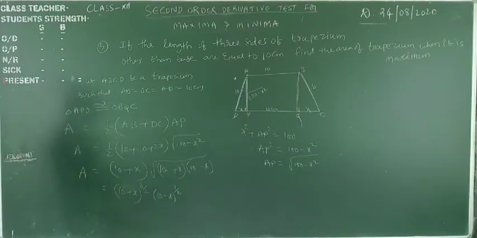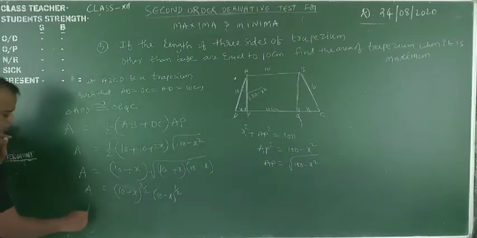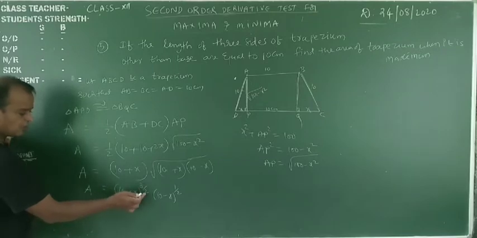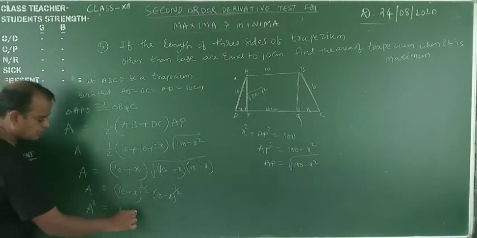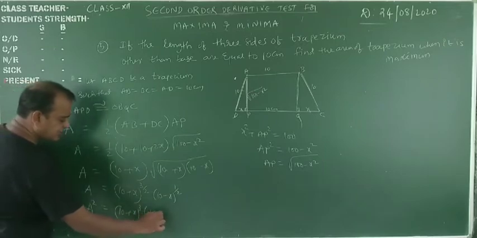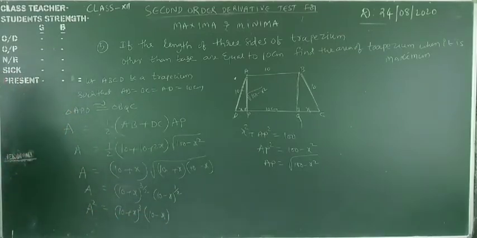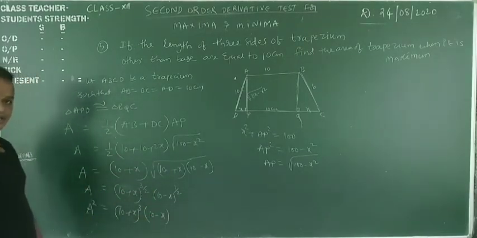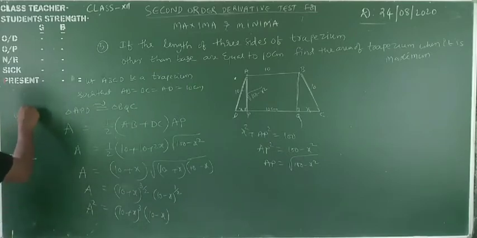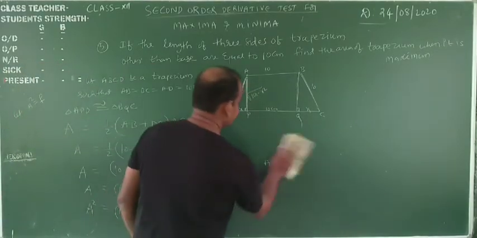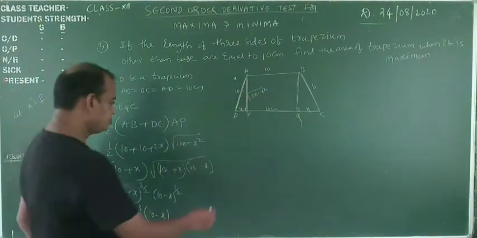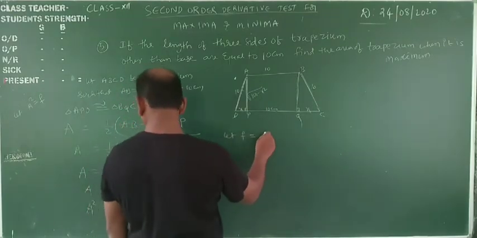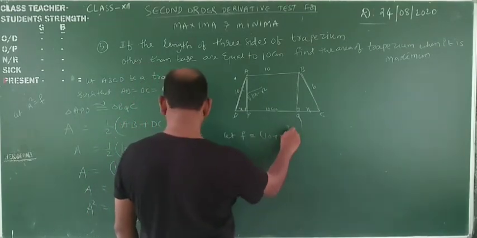Now squaring on both sides, what happened here? Squaring on both sides, my dear students. This is a. Squaring on both sides means a square is equal to whole power 3 by 2, the 2 cancels, 10 plus x whole cube into 10 minus x only. Here power is 1 plus 1 by 2, 3 by 2. Okay, a square means 10 plus x whole cube into 10 minus x. Now let a square be equal to something, f. Let f be equal to 10 plus x whole cube into 10 minus x.